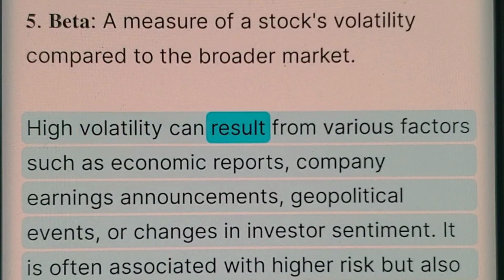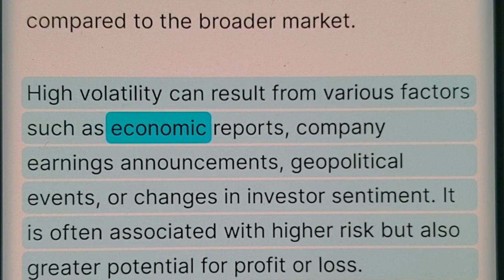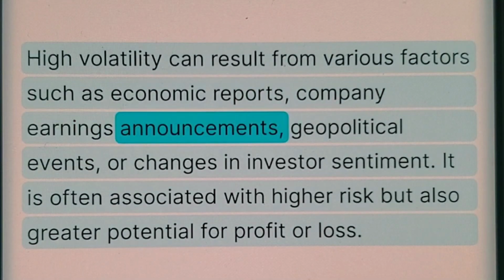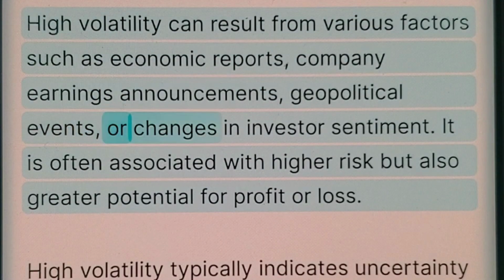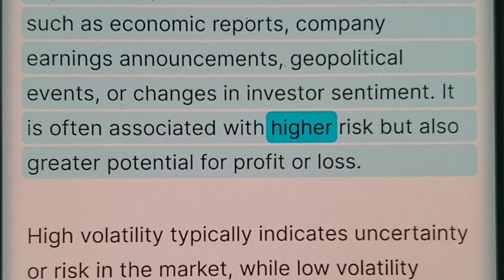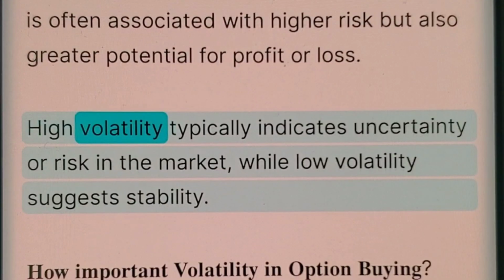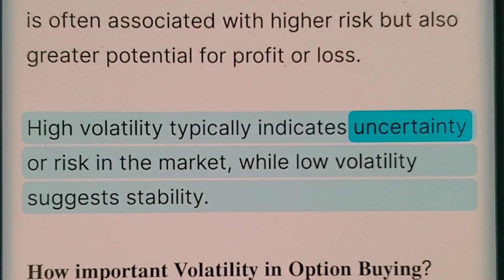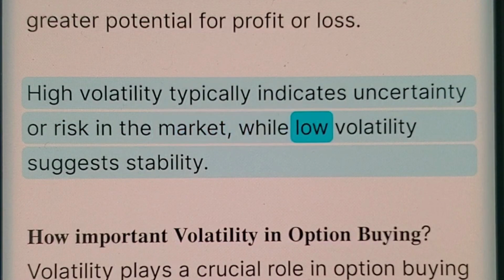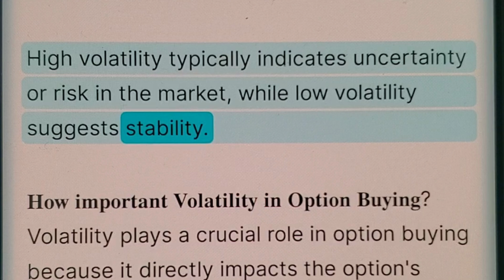High volatility can result from various factors such as economic reports, company earnings announcements, geopolitical events, or changes in investor sentiment. It is often associated with higher risk but also greater potential for profit or loss. High volatility typically indicates uncertainty or risk in the market, while low volatility suggests stability.